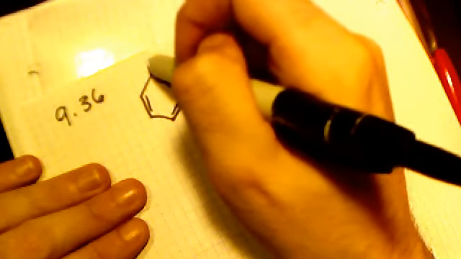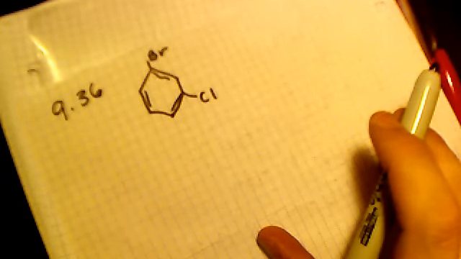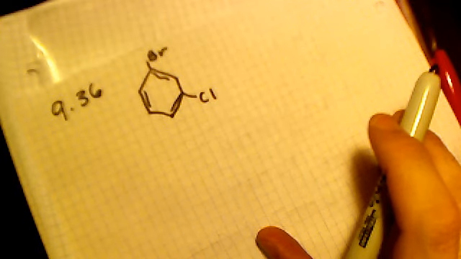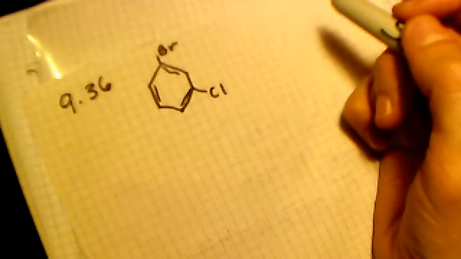So it says, predict the masses and relative intensities of the peaks in the molecular ion region of the following compound. So here's the molecule that they give us. It's a benzene ring with a bromine attached and a chlorine attached. Okay, so the book says, first calculate the expected mass of the compound shown for C6H4 plus 79 bromine plus 35 chlorine.